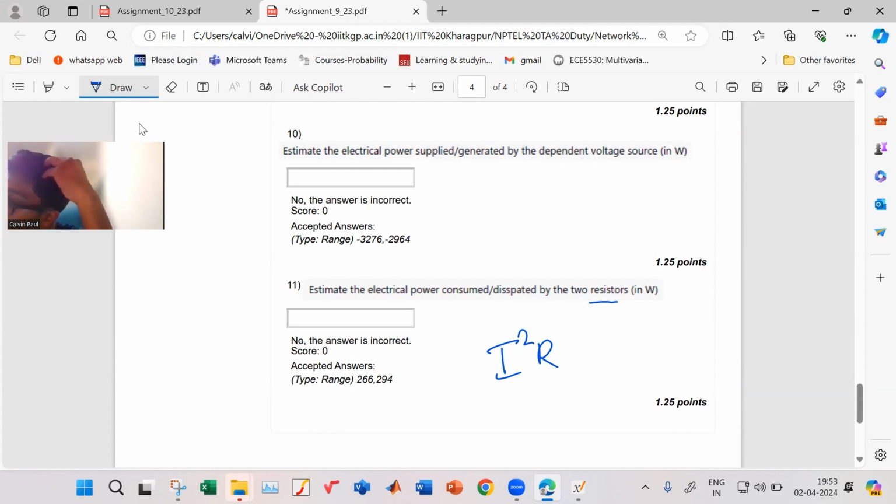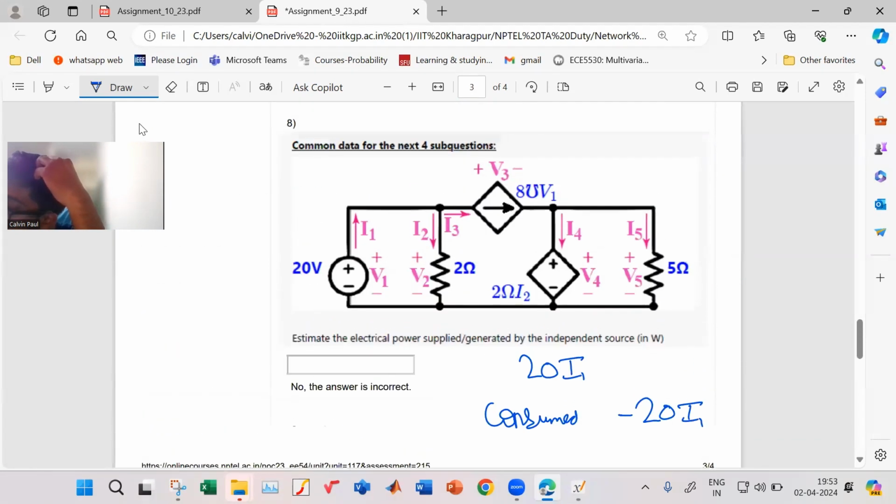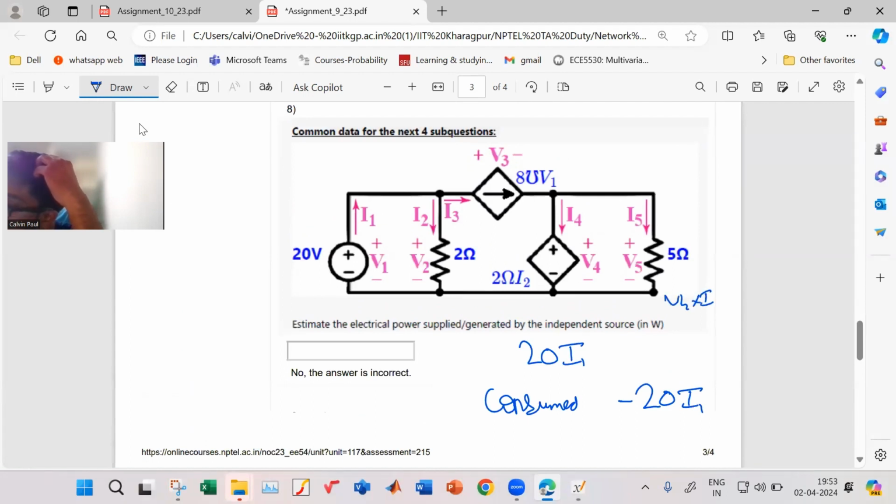I think why you got that was you did voltage into current. Maybe, I don't know. You would have done, I think, V4 into I4, or you would have done V2 into I2. If you did that, then you'll get negative. Right. Not V4 into I4, V5 into I5. If you did that, probably you would have got negative. Yeah, maybe that's what. You can recheck, okay? I'll close it.